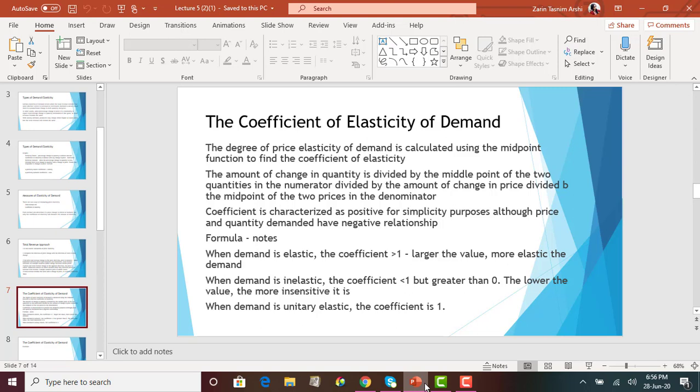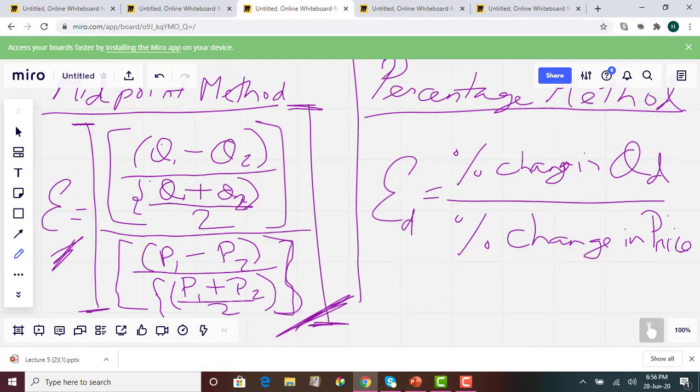The higher it is from 1, the more elastic it is. So if the elasticity of demand is 2, let's say for phones, and the elasticity of demand for TVs is 5, that means the demand is more elastic for TVs compared to telephones. Now if it is less than 1 but greater than 0, then the demand is inelastic. So remember these things. And if the elasticity is 1, then it is called unitary elasticity.